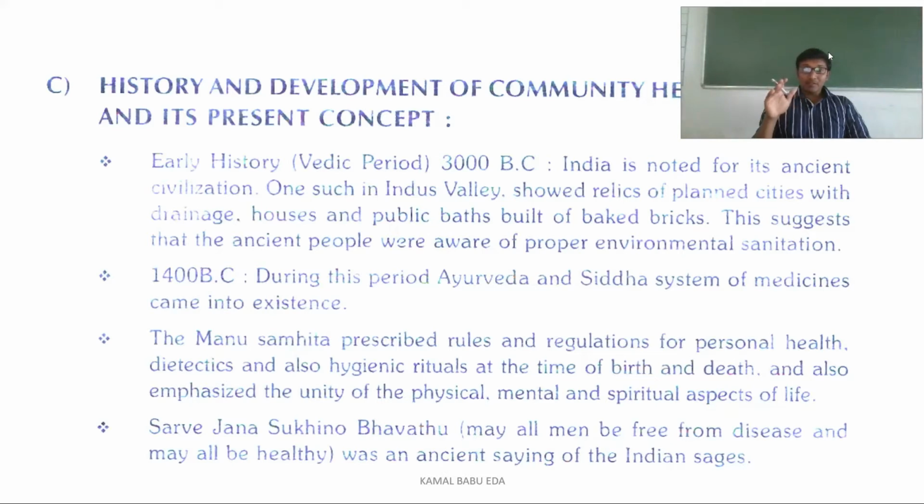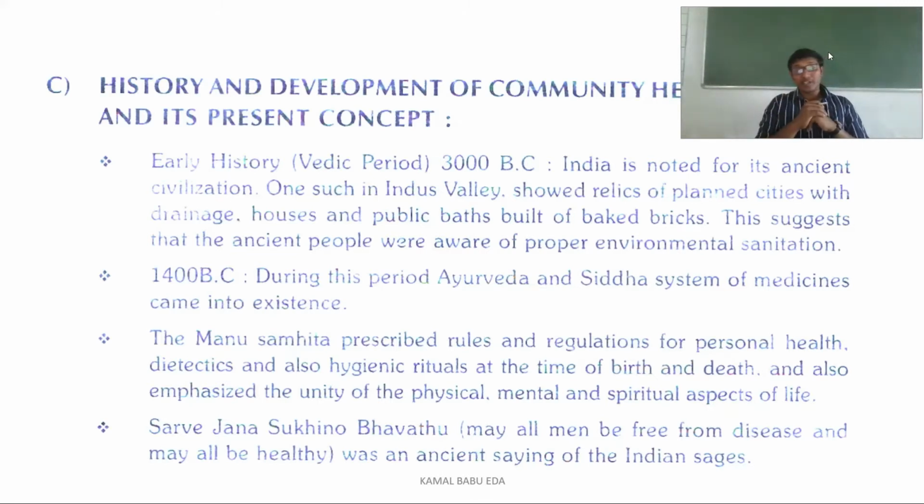And by seeing the Indus Valley civilization, we can know that these people were clearly aware of environmental sanitation. Why? Because they had a proper drainage system, a proper housing system, and even a public bath system. So these are the people who maintained proper environmental sanitation in the Vedic period itself.